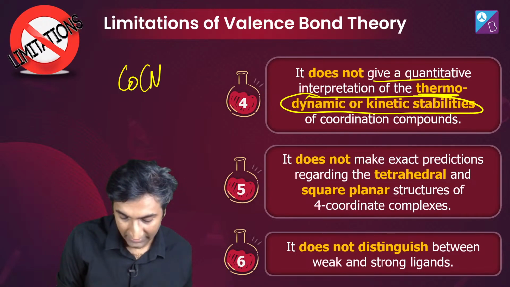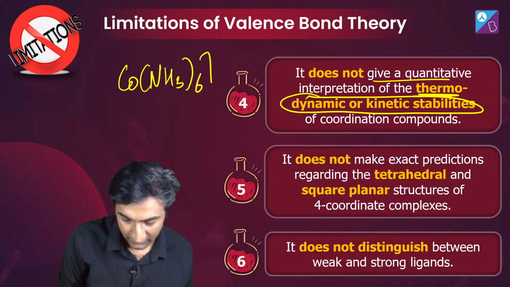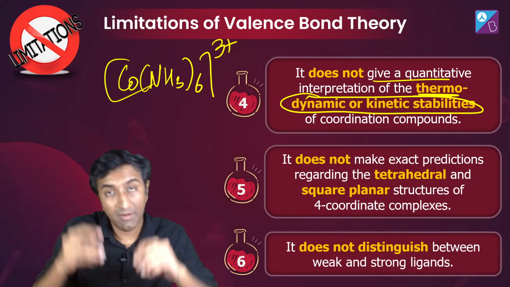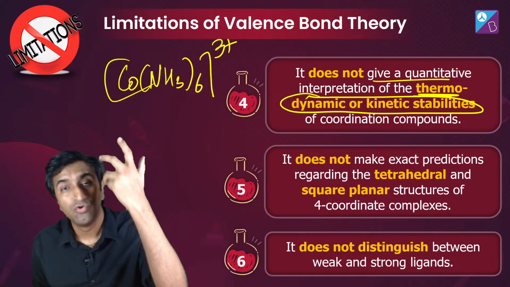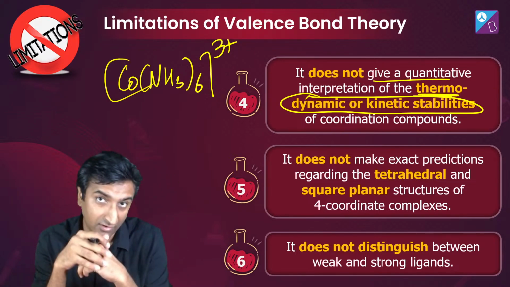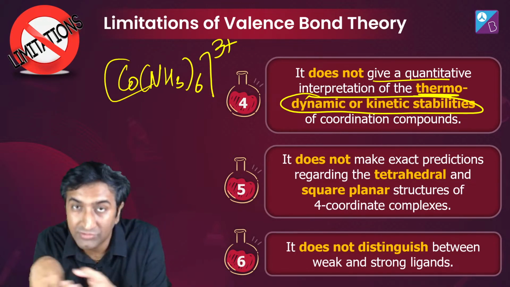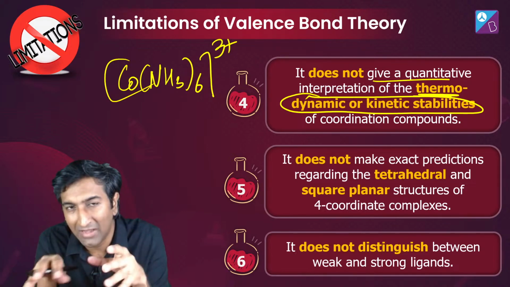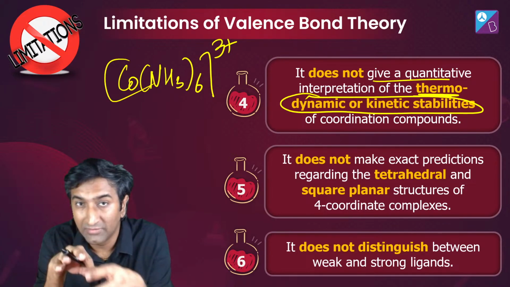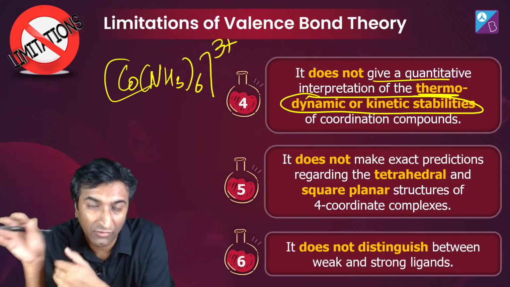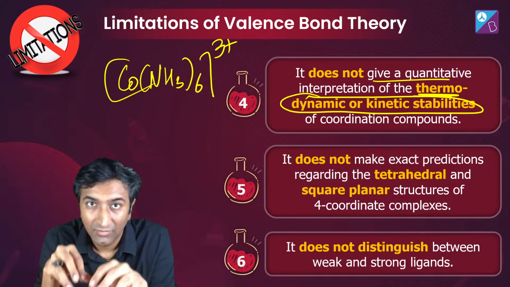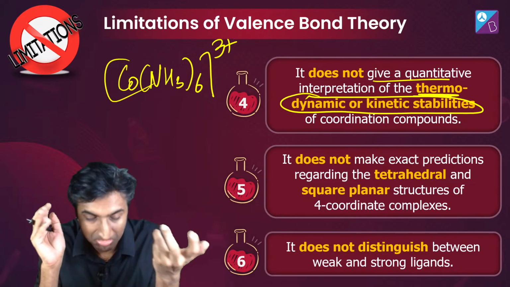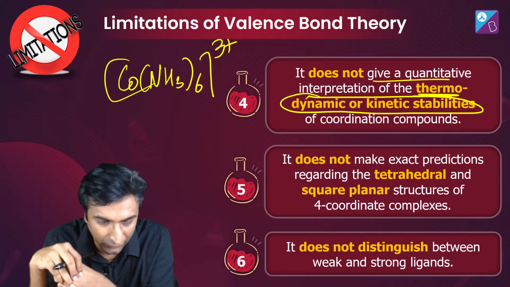Cobalt के साथ है NH3 6 3+. इसको मैं पानी में डालूं, हीट करूं, कुछ भी करूं, ये ऐसा ही रहेगा. How do I get NH3 outside the coordination sphere? मुझे बहुत पापड़ बेलने पड़ेंगे. It is possible. It is possible through some reactions to take some things out of the coordination sphere. But why is it that it's stable? We were not able to figure out using this.